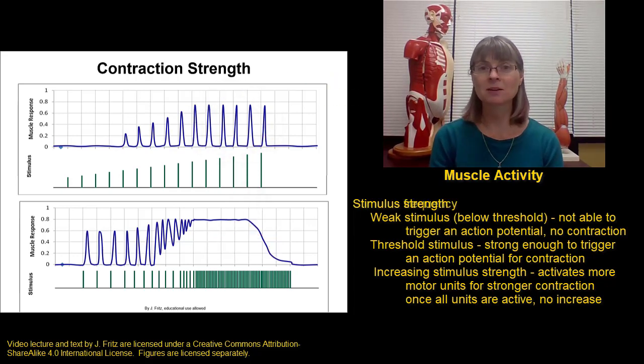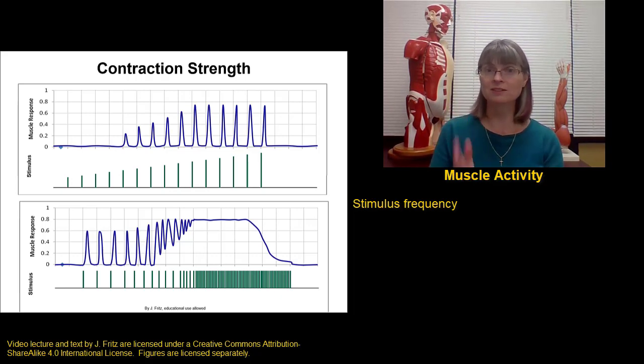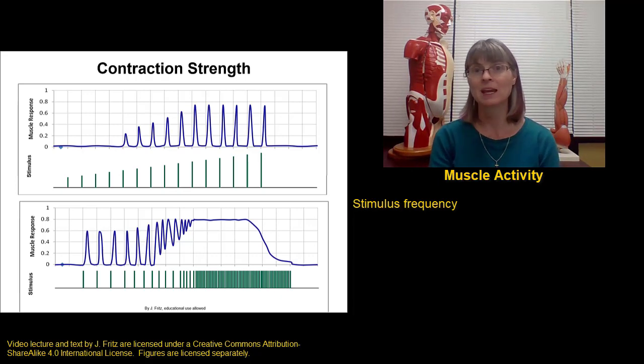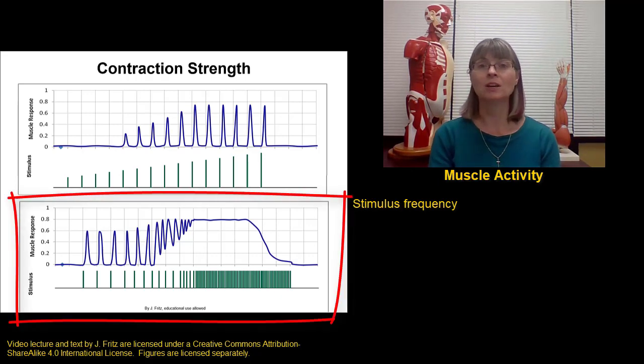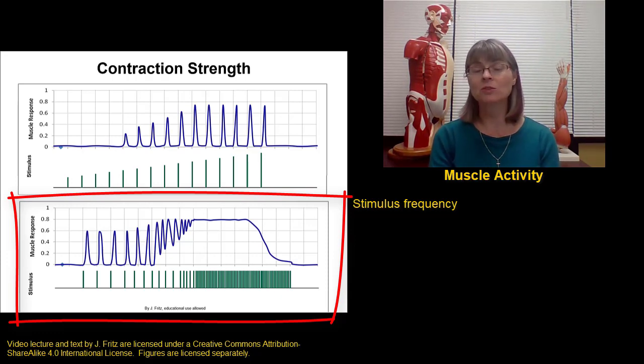You may recall that I said a muscle twitch is not that common in normal life. Instead of just a single contraction and relaxation, we want to contract for a length of time. And in order to achieve that, we have to change the timing of the stimulus. Instead of just one signal and done, we need repeated signals from the neuron in order to maintain a muscle contraction. The bottom half of this screen shows what happens to the strength of the muscle contraction as we increase the stimulus frequency, as we make the stimulus faster.